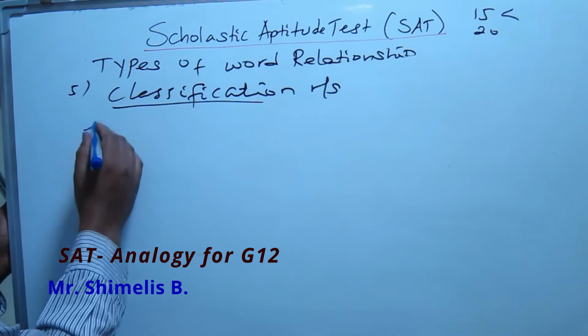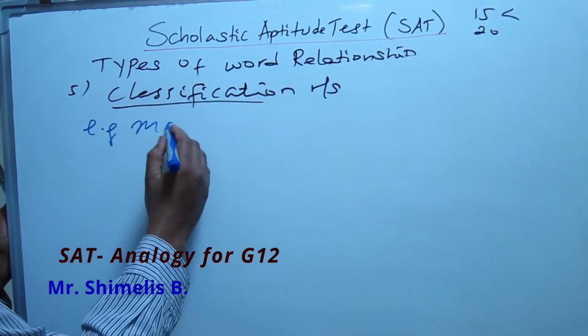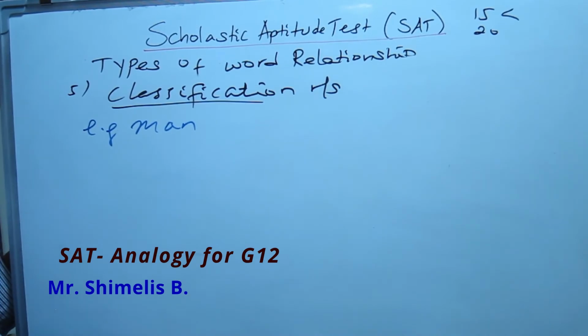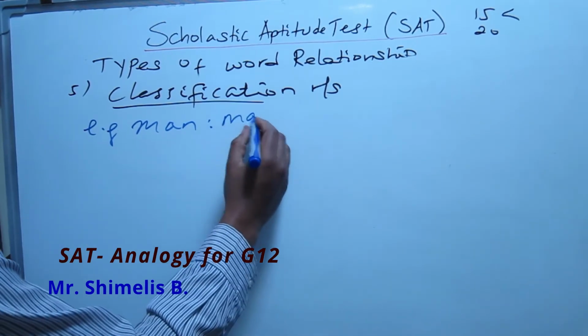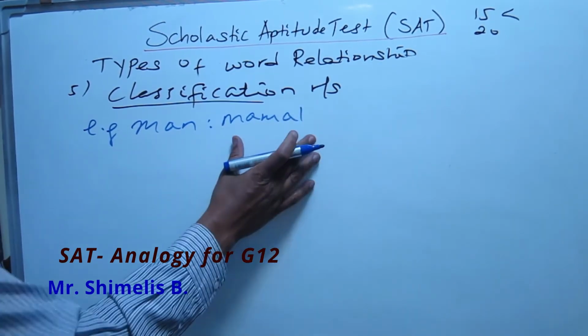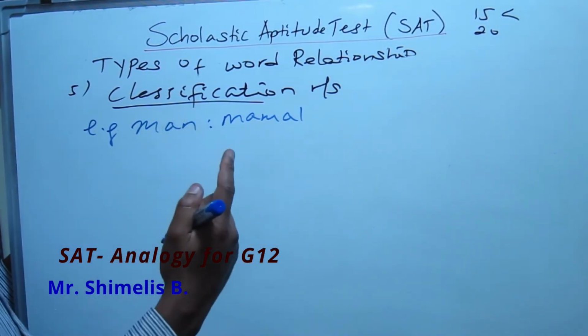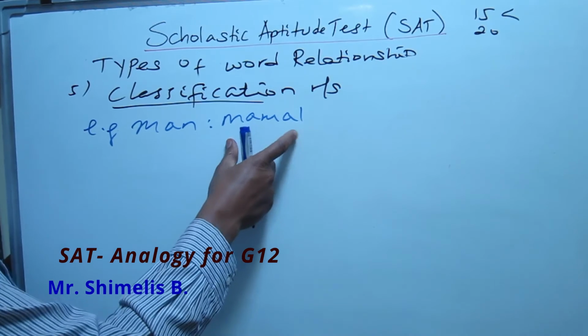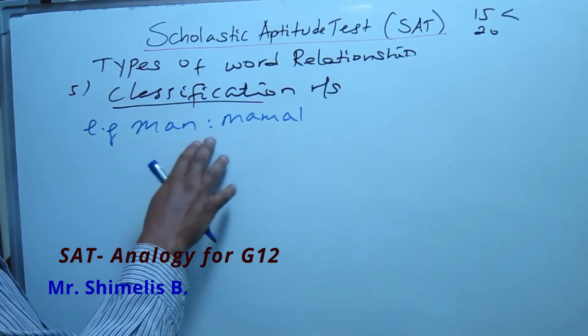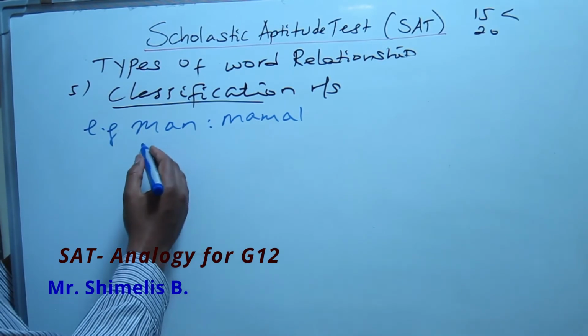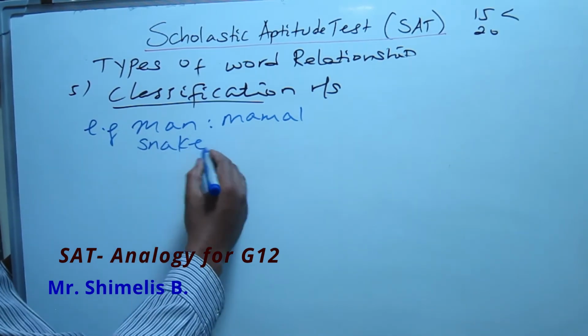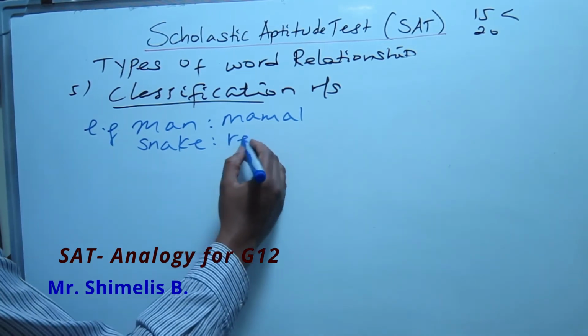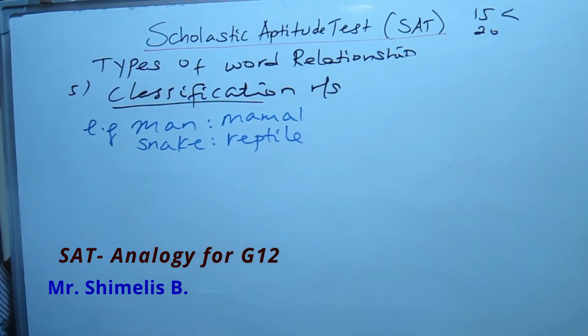Let's see some example here. Let me take the example I just used in characteristics. Man. Where do we class man? Maybe under mammal. So mammal is a class, and man is one element or one part in the mammal class. So man is related to mammal. Maybe snake is related to reptile, maybe. So such relationship is said to be classification relationship. So you can list out so many types of relationship.